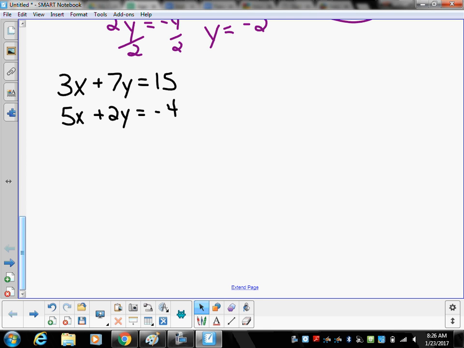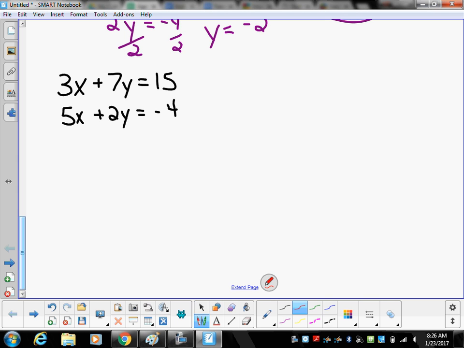Alright, so in other words, the numbers on the x's are 3 and 5, that's the coefficients. They are not the same, they are not opposites. The numbers on the y's are 7 and 2, they are not the same and they are not opposites. Okay? So what we need to do is figure out which variable we want to eliminate. So y'all tell me, x or y? Alright, we're going to eliminate x. So what I need is for the coefficients on x to be opposites of each other.